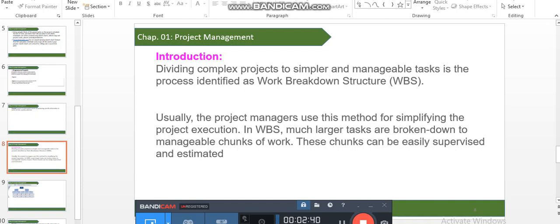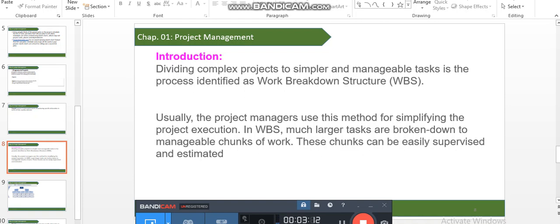So when we create the work breakdown structure, we will have input, tools and techniques, and output. In input we will have the project scope statement, requirements documentation, and organizational process assets. In tools and techniques we have decomposition. In output we will have the WBS, WBS dictionary, scope baseline, and project documents update.